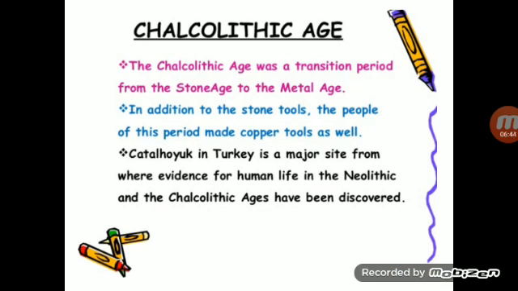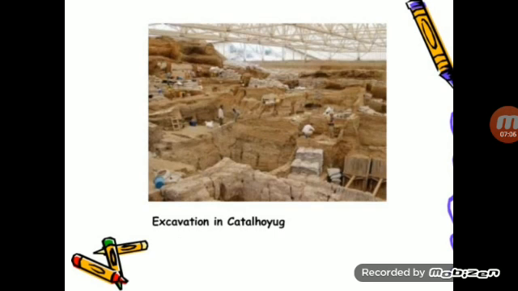Copper Stone Age or Chalcolithic Age. Both copper and stones were used. This age was a period of transition, marking the end of the New Stone Age and the beginning of the Age of Metals. Main features: the first metal discovered by humans was copper. Implements such as axes, knives, swords, and spearheads were better and more useful than stone tools.